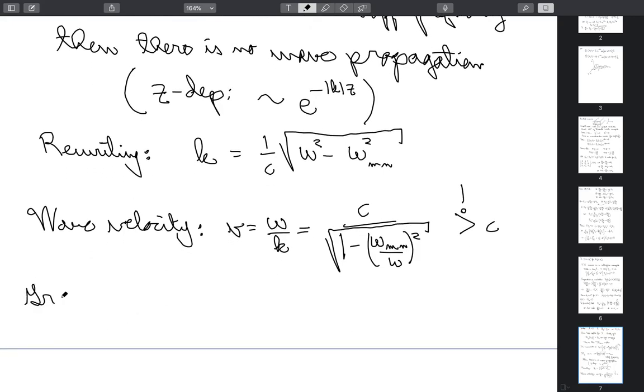If you look at the group velocity, so v group, that's defined as the differential of the frequency with respect to the wave vector. This is now equal to c times the square root of this combination.